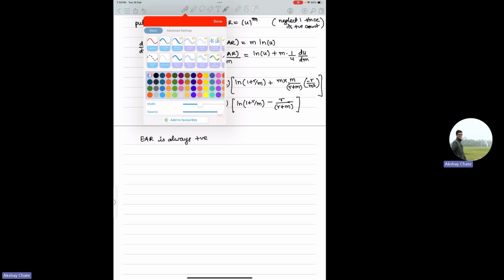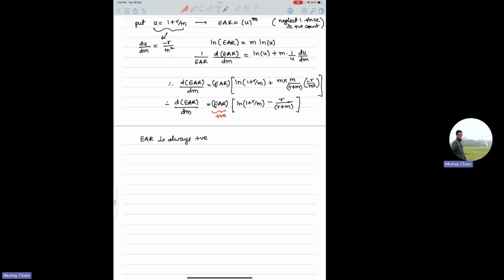Now the sign of the RHS will be decided by these two terms inside the square bracket, right? I want to check, is there any easy way to say that this is always positive? It has to be, because I know the answer, but I'm just trying to see what about this term.